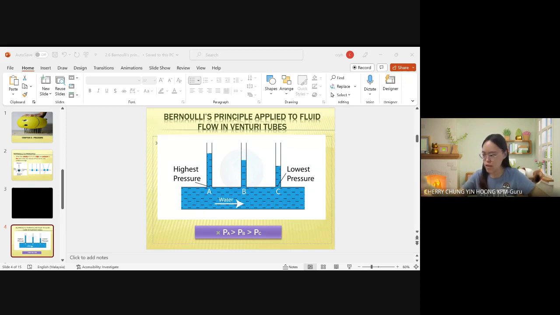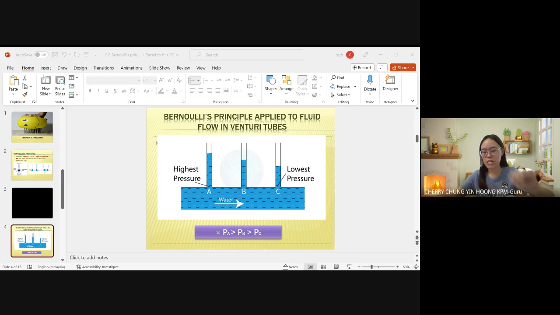I think the last one you can understand too. Blow through the space between the bottles. So what will happen? The bottles become closer to each other.